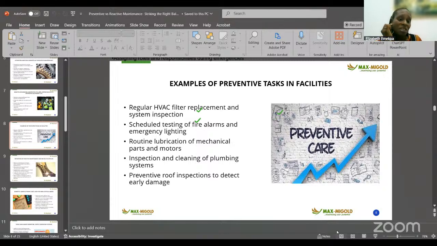Preventive roof inspection to detect early damage. For those of us that have water tanks on our roof, how often do you go there to check that the tank is not leaking, or where it's leaking, that there's a drainage that the water is going into, to ensure that there are no cracks in our building? When you see cracks in your building, what does that tell you? What are the first things you need to do? Okay, so these are examples of preventive tasks in our facilities.